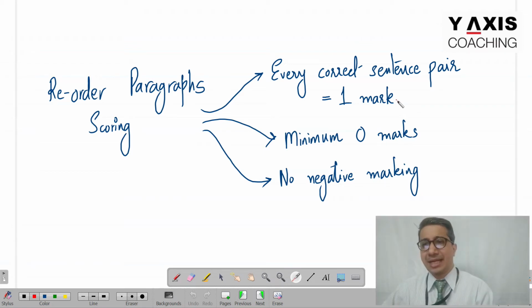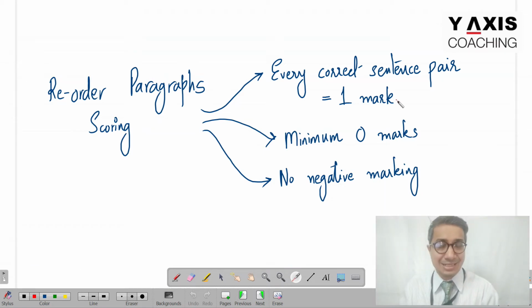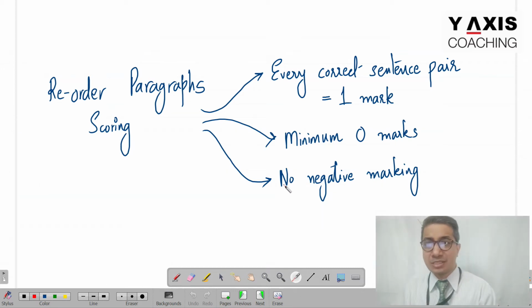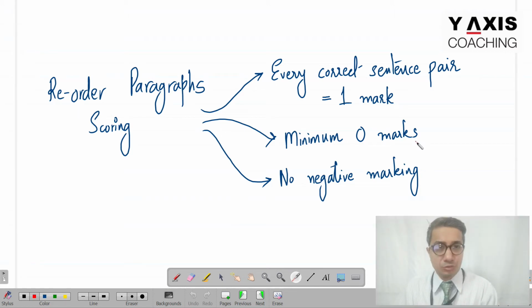That's what the scoring pattern is, which is fantastic. Okay, so basically you do have a partial credit for whatever pairs you get correct. And if you don't get something correct, there is no negative marking. It just gives you a minimum of 0. You can never score anything below 0.